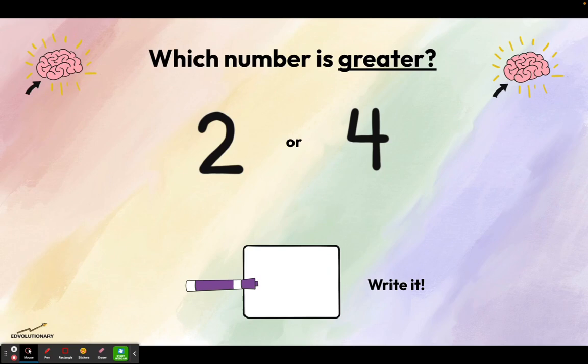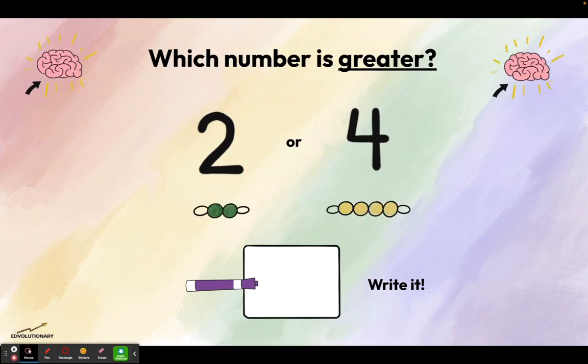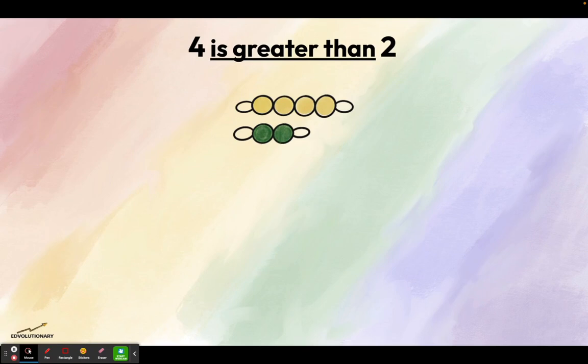Then we say, let me give you a hint. We give them the beads to support them. Does anyone need to change their answer? Give students a moment to change if they need to. Then on the next one, we use the language again: 4 is greater than 2.